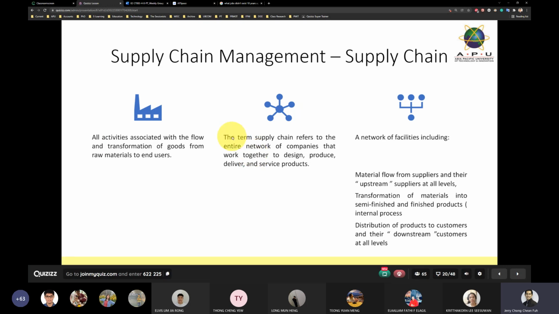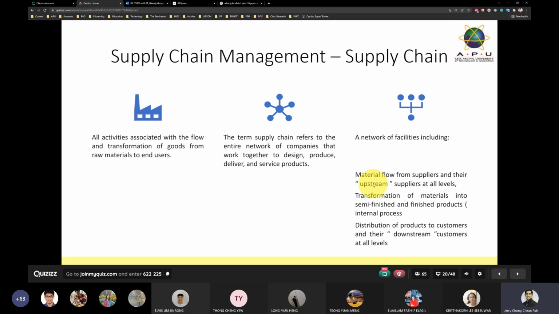The term supply chain refers to the entire network of companies working together from the beginning to design all the way to even providing the products overall. So there are different ways of looking at it. There are two terms here that you need to know. So look at this.